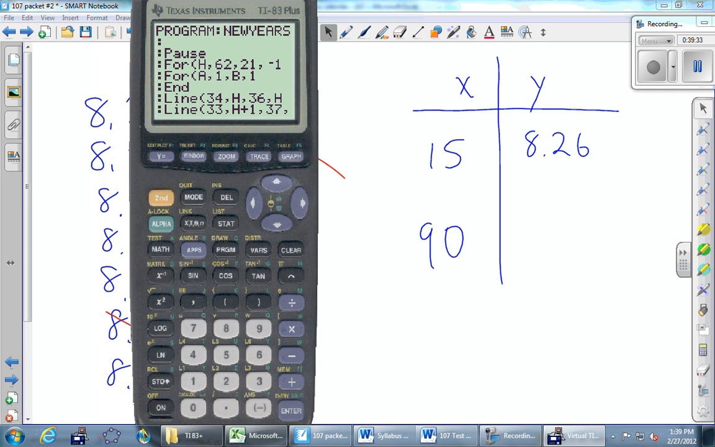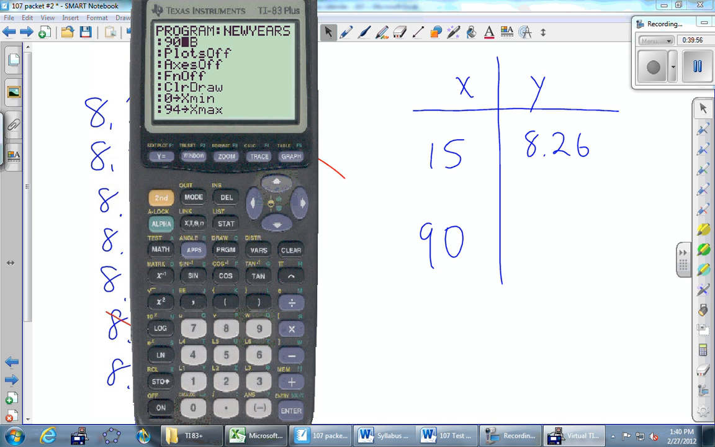If I ask it to count from 1 to 100, what's going to happen? It's going to slow down even more. So apparently counting from 1 to 15 makes the ball take 8.26 seconds. What we're going to do is change that. I'll go all the way back up to the top, and I'm going to say, all right, calculator, I want you not to count from 1 to 15, but count from 1 to 90.